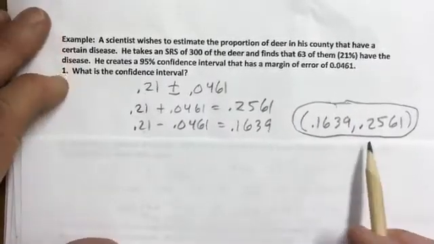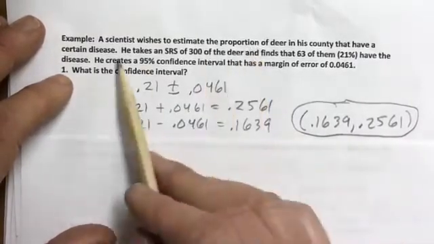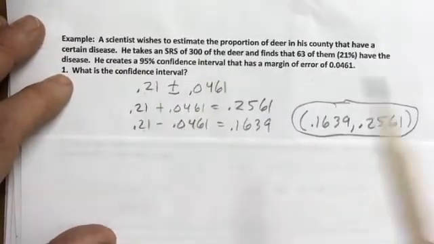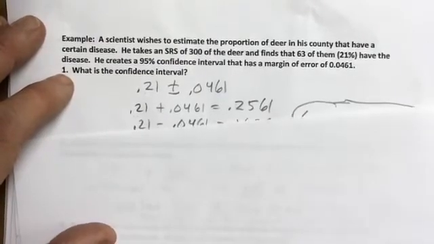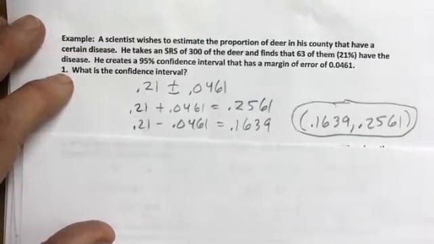Those, in essence, are the plausible values for P, the proportion of all the deer that have the disease. We found 21% in our sample, but we know the population value is going to be different from that just because of sampling variability. So those are our plausible values for P.